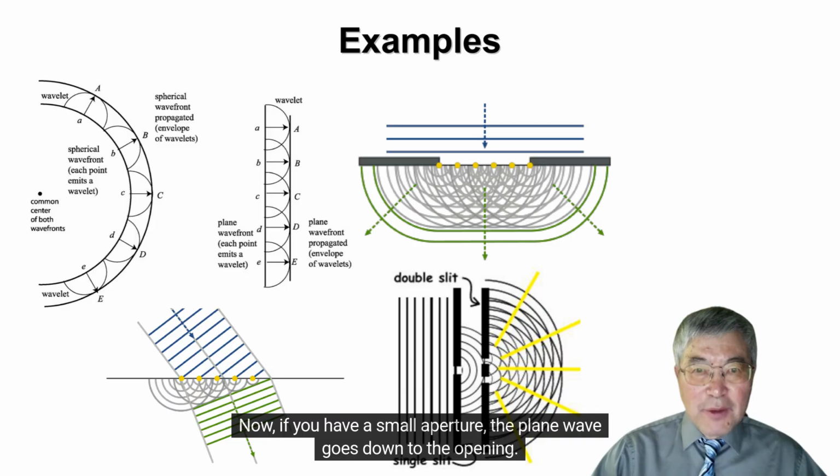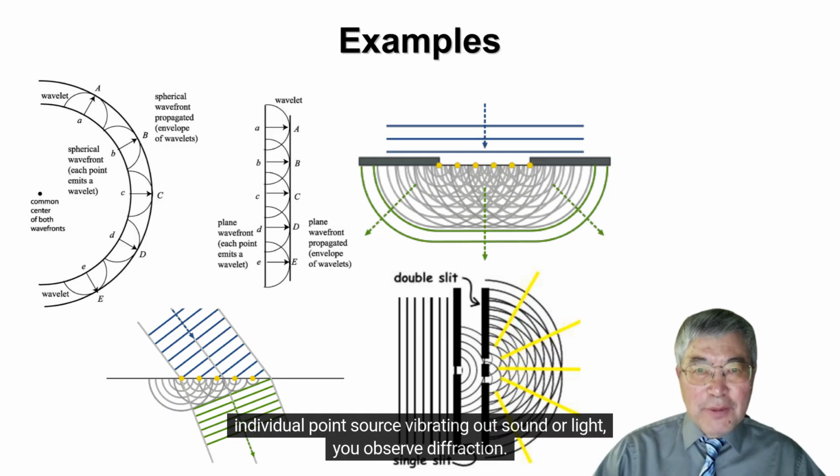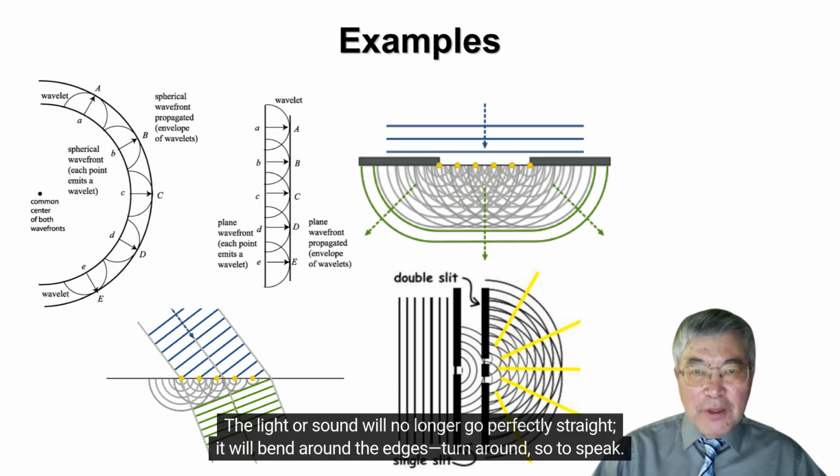Now, if you have a small aperture, the plane wave goes down to the opening. Because you have multiple yellow sources across that aperture, and each yellow source is treated as an individual point source vibrating out sound or light, you observe diffraction. The light or sound will no longer go perfectly straight. It will bend around the edges, turn around, so to speak.